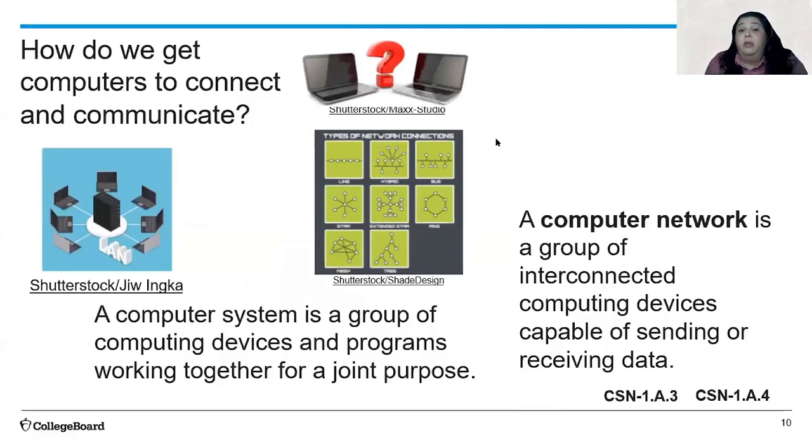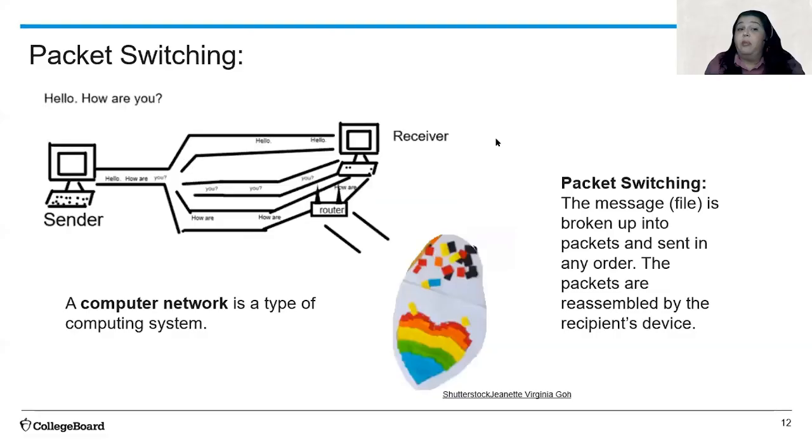So how do we get these computers to communicate? We could put them in packets, but how do we get the packets to the computer? We started forming computer systems, a group of computers working together for a common purpose. But we needed to create a network. The difference is that now we have computers able to send and receive data. So let's look at some examples. Let's talk about packet switching.